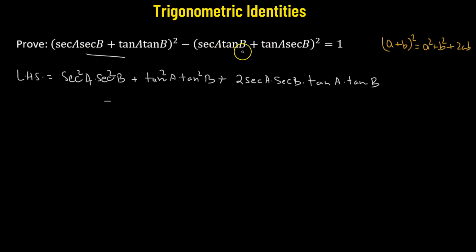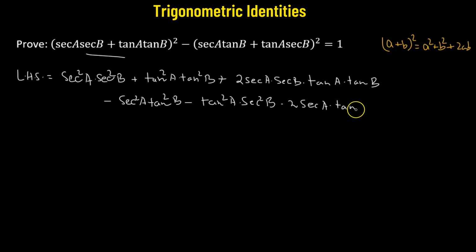Minus the second term, we have (secant a times tangent b plus tangent a times secant b) whole squared. We're going to get negative secant squared a times tangent squared b, minus tangent squared a times secant squared b, minus 2 times secant a times tangent b times tangent a times secant b. So here, 2 times secant a, secant b, tangent a, tangent b gets cancelled out.